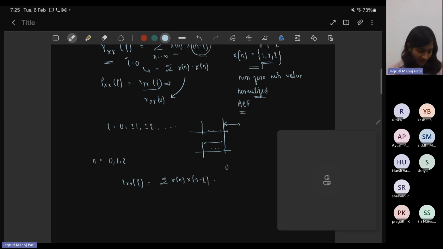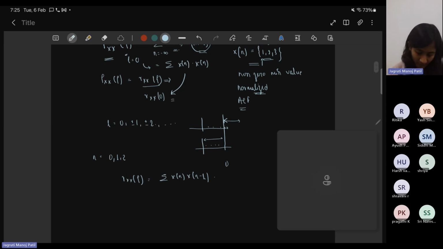If you just compute it for Rxx of 0, that was the multiplication of the signal by itself. So that's 1, 2 and 3, 1, 2 and 3. It's like at once, so just multiply both of them. That will give you this Rxx of 0 as probably 1 plus 4 plus 9, that's 14. So you just multiply both of them.